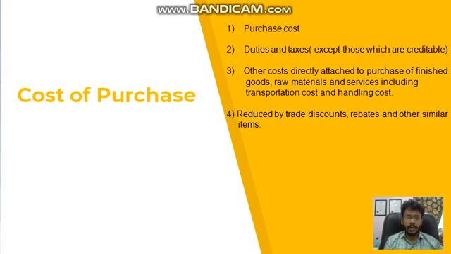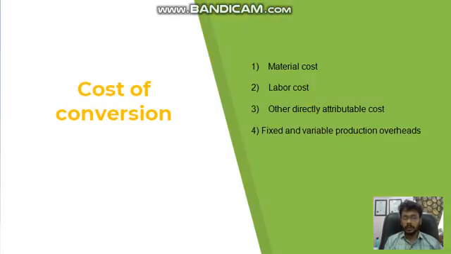Now the important one, and that is cost of conversion. That is to convert this into finished goods or into the semi-finished goods state. This includes material cost, labor cost, overheads. If I am not wrong, friends, you have been learning this word overheads, but we don't use the word overheads in accounting, we use the word overheads in costing. Here we'll use the words other directly attributable cost, fixed and variable production overheads. Now understand this, friends, cost of conversion.